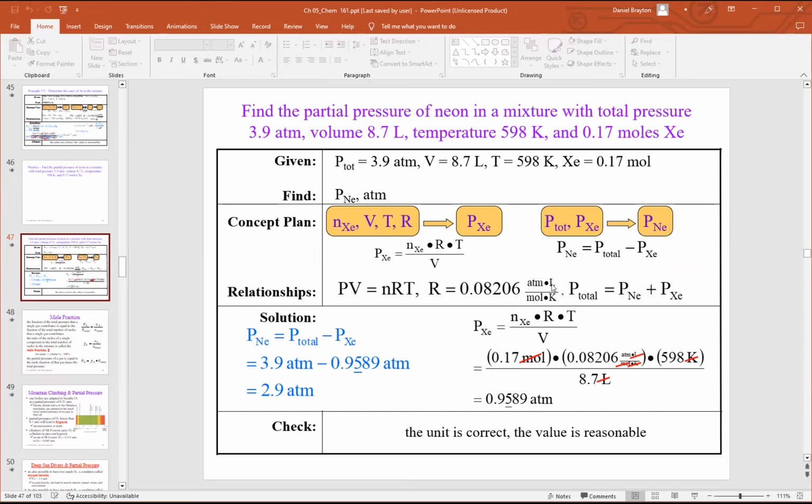Pressure, volume in liters, and the constant. And for n, we're just using moles. n is the number of moles. And then R is the constant, and the temperature is in Kelvin.